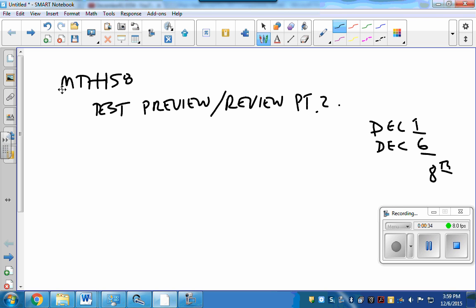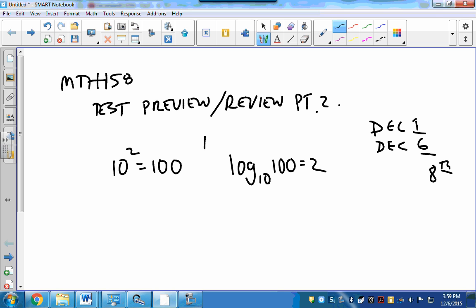So where did we leave off? We left off talking about logarithms. We had our exponential equation, which could be written as a log equation. Think of this as your Rosetta Stone, if you will. And this allowed you to translate exponential forms to log forms, typical problems.